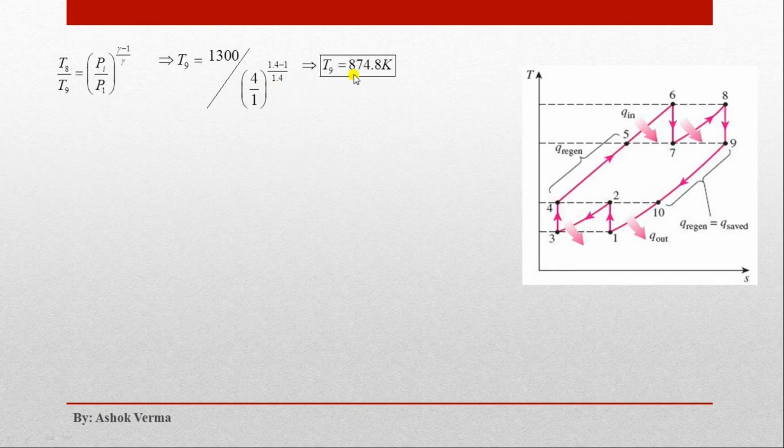Now we will calculate T9. For process 8 to 9, the pressure is decreasing from PI to P1. So for this process, T8 by T9 equal to PI by P1 to the power gamma minus 1 by gamma. So T9 will be equal to T8, that is 1300, divided by 4 by 1 to the power (1.4 minus 1) by 1.4. So T9 will be equal to 874.8 Kelvin.